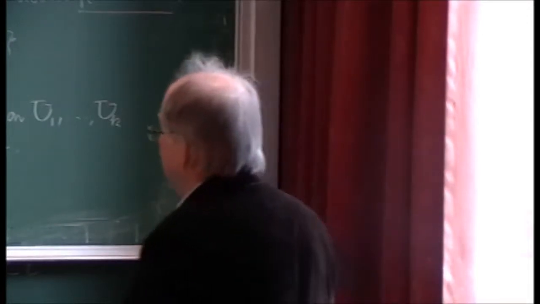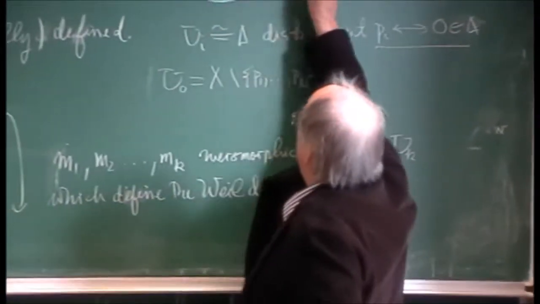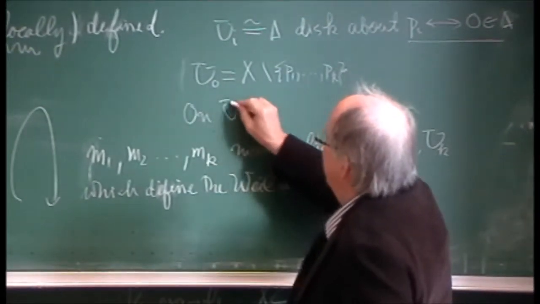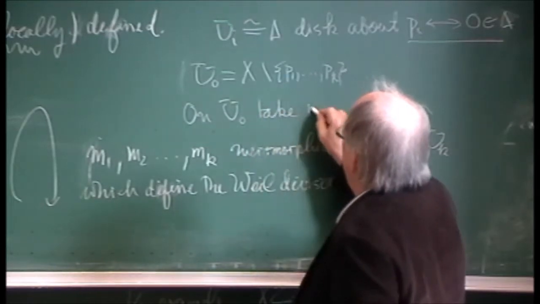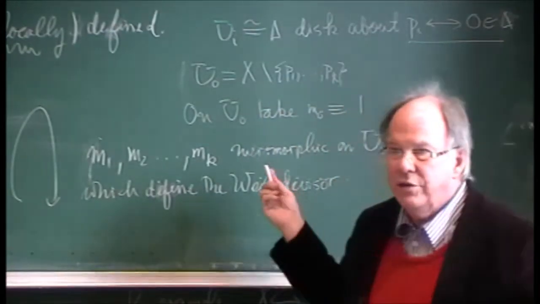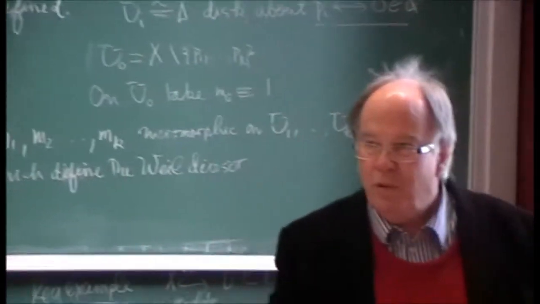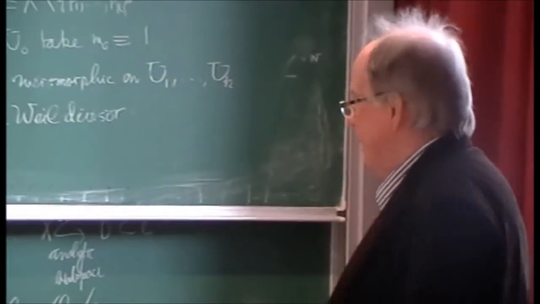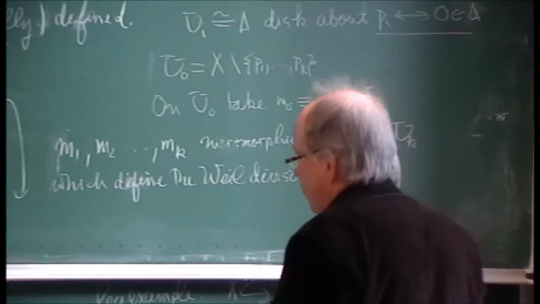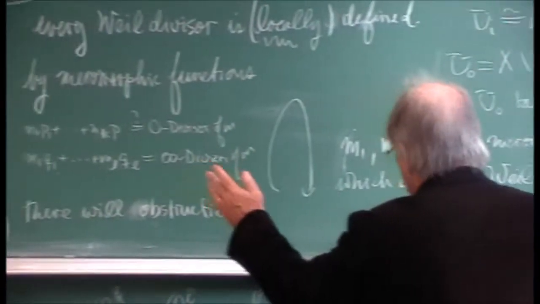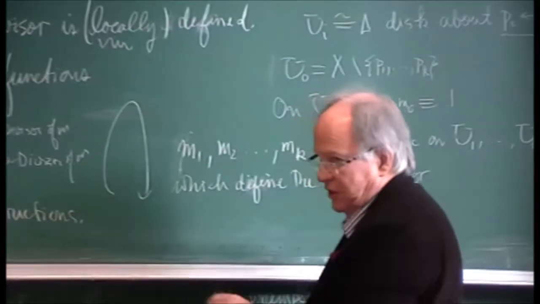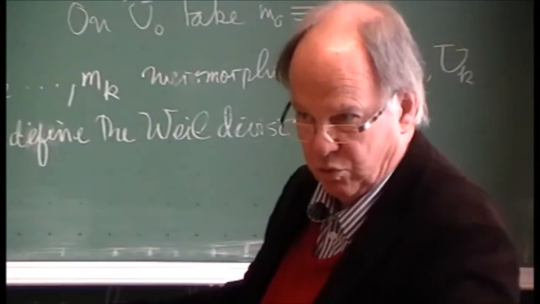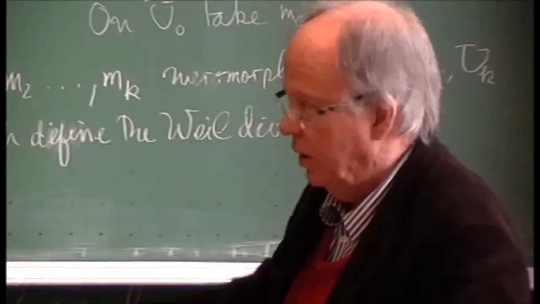And here, at least locally, it's a joke. I just cover the manifold with disjoint disks here. So on U0, I take M0 identically 1, so it doesn't do anything. It doesn't have any zeros or poles. So that's it, no problem. So you see, in the case of a smooth Riemann surface, for example, I can deal with divisors locally by meromorphic functions, and this is a very good thing. Going from local meromorphic description to global meromorphic description is one of the prime things. Going from local to global using functions.